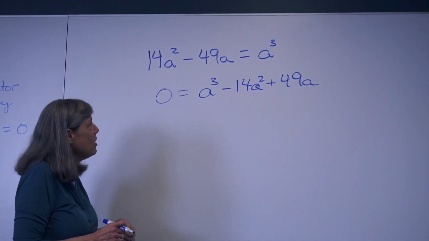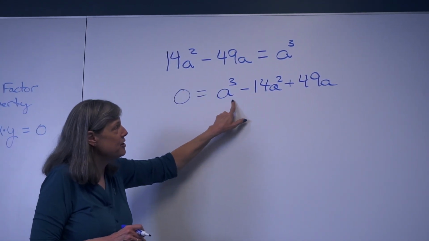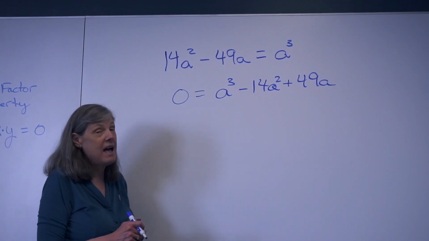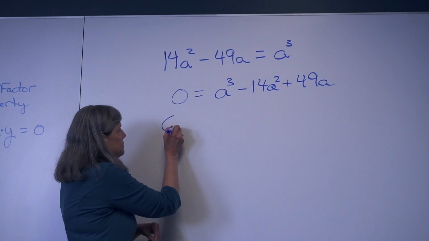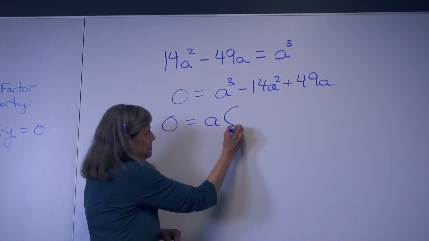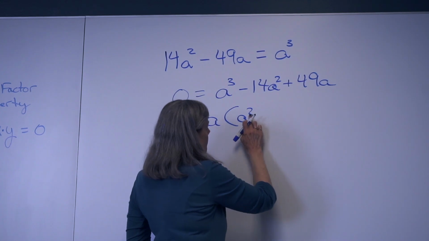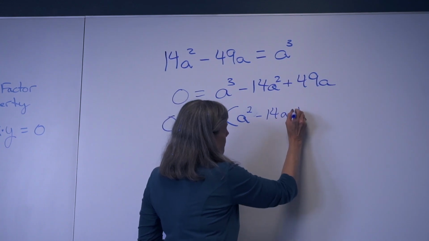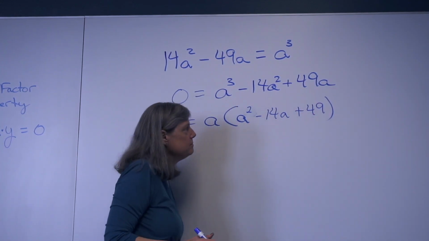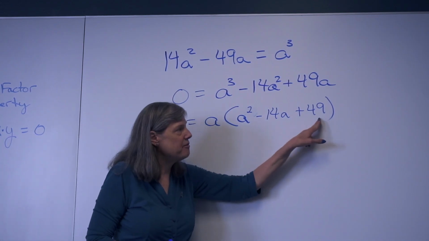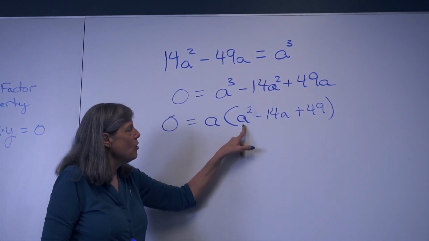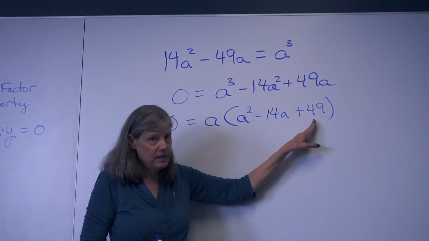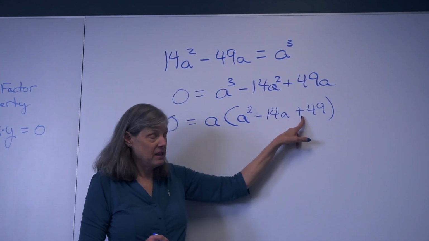All right, so now again, I'm going to ignore this for now and just factor this. So rule number 1, any greatest common factors? Oh yeah, a. Okay, now I look at what's left. Okay, so is this a binomial? Nope. Is it a trinomial? Yep. Is this positive? Yep.